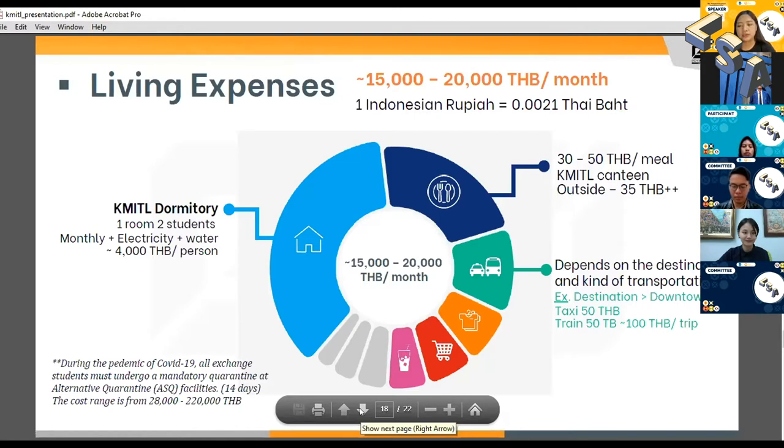If you would like to go inside the city, it depends on your destination and your kind of transportation as well. And another expense, if you come to Thailand during this period of the COVID-19 pandemic, all exchange students must undergo a mandatory quarantine at Alternative State Quarantine or ASQ facilities for 14 days. And the cost range will start from 28,000 plus. It depends on your choice as well.